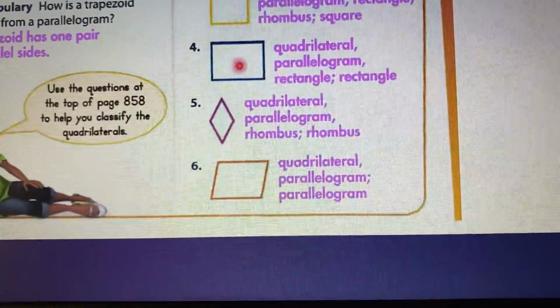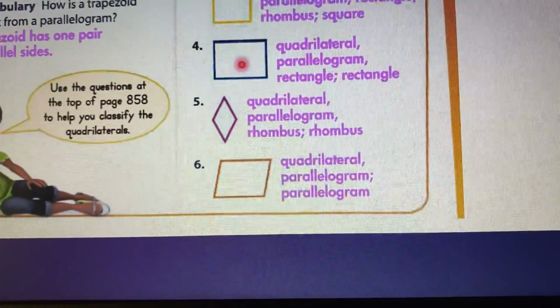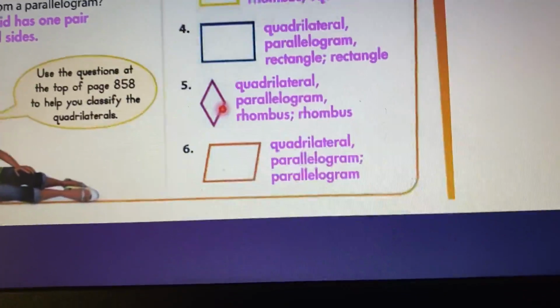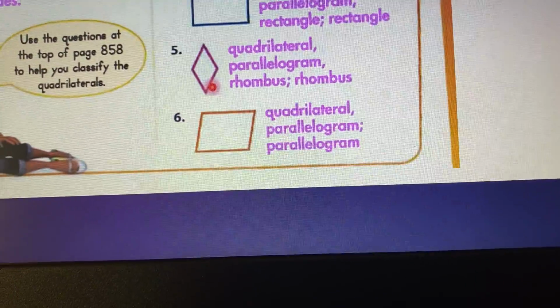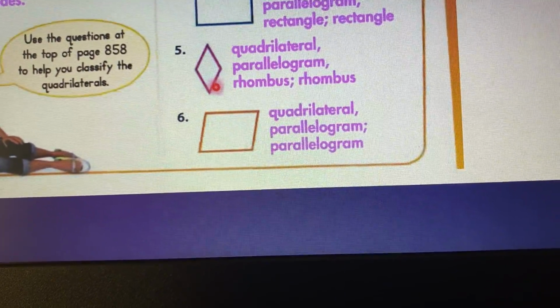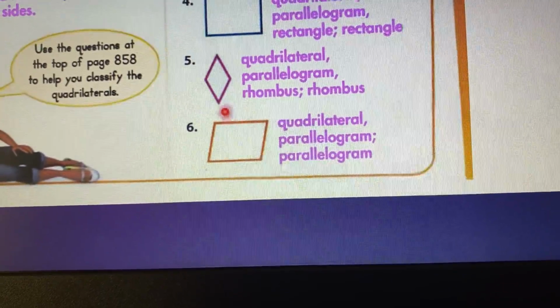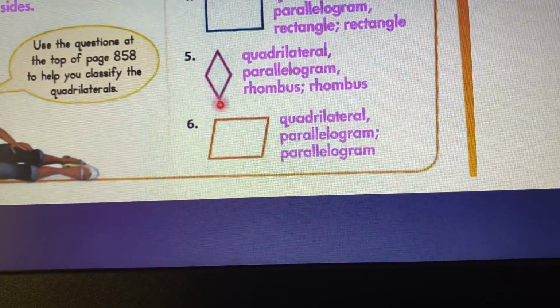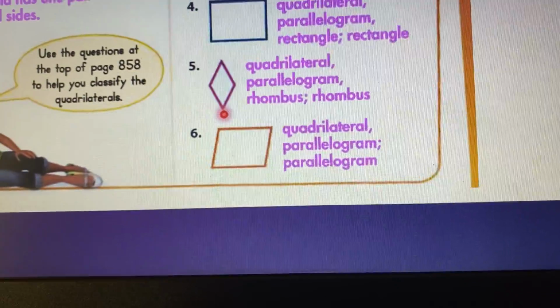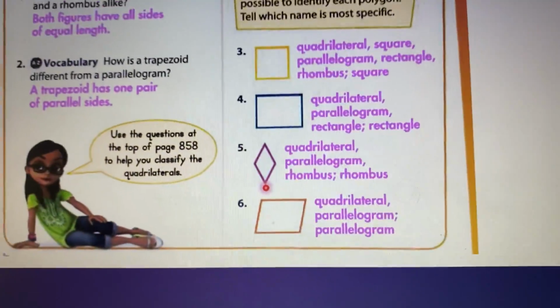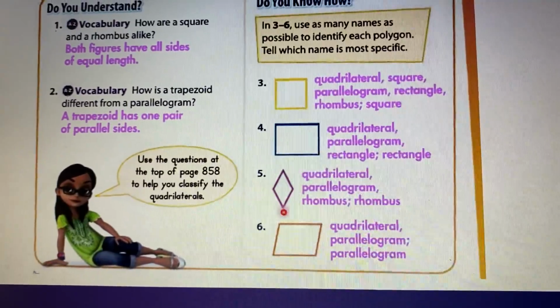Okay, now take a look at the rectangle. We said also the rectangle is a parallelogram, right? Yes. Look at this. It's also a parallelogram. And it's also a rhombus. How did I decide? Because look at the sides, they all are equal. So this is how we can classify the shapes.